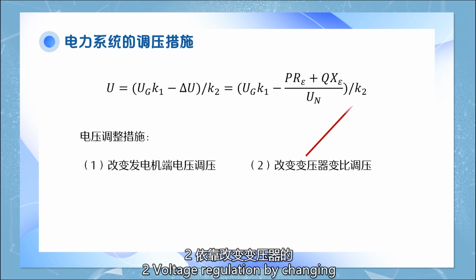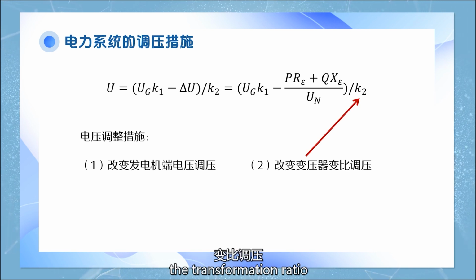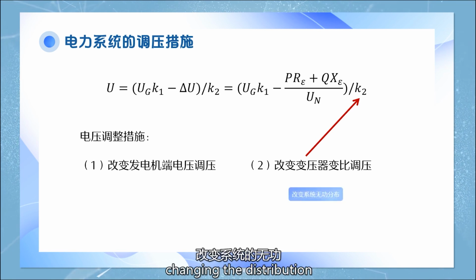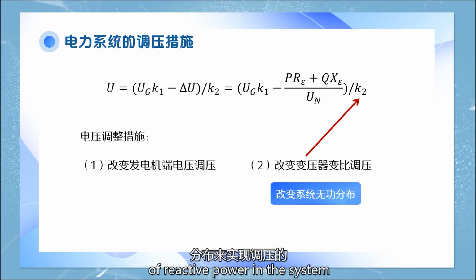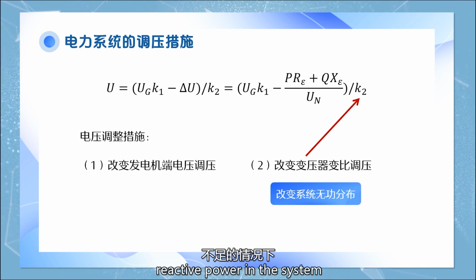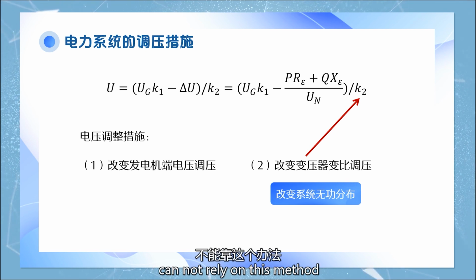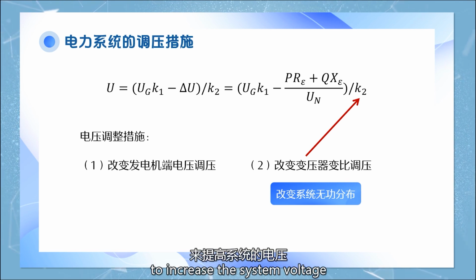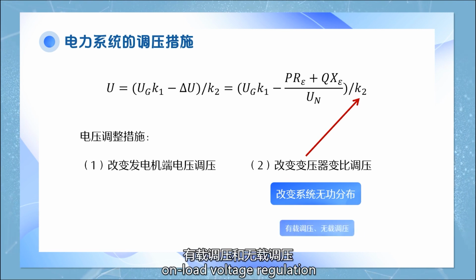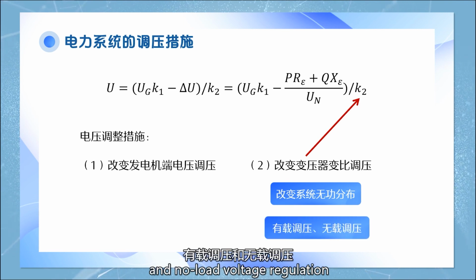2. Voltage regulation by changing the transformation ratio of the transformer. This way realizes voltage regulation by changing the distribution of reactive power in the system. In the case of insufficient reactive power in the system, one cannot rely on this method to increase the system voltage. Usually, there are two ways to change the ratio of a transformer: on-load voltage regulation and no-load voltage regulation.